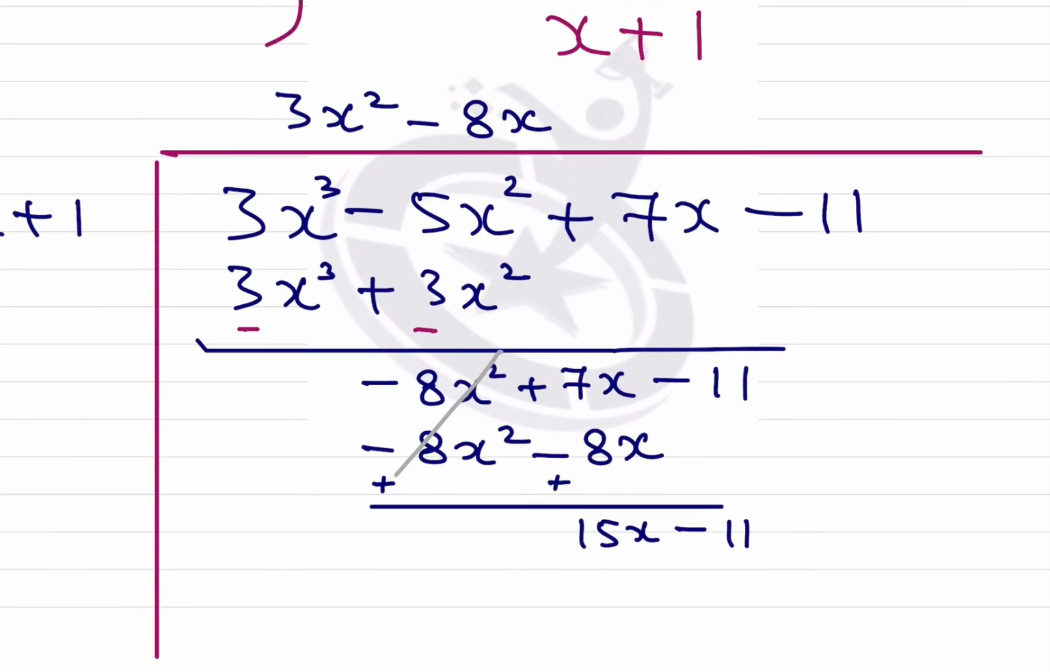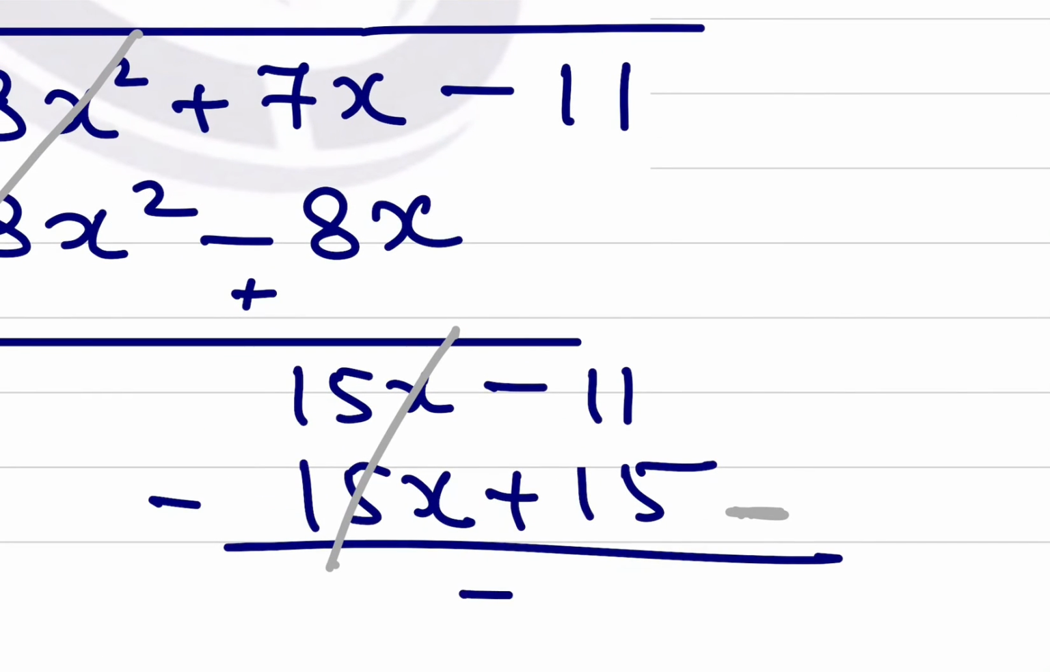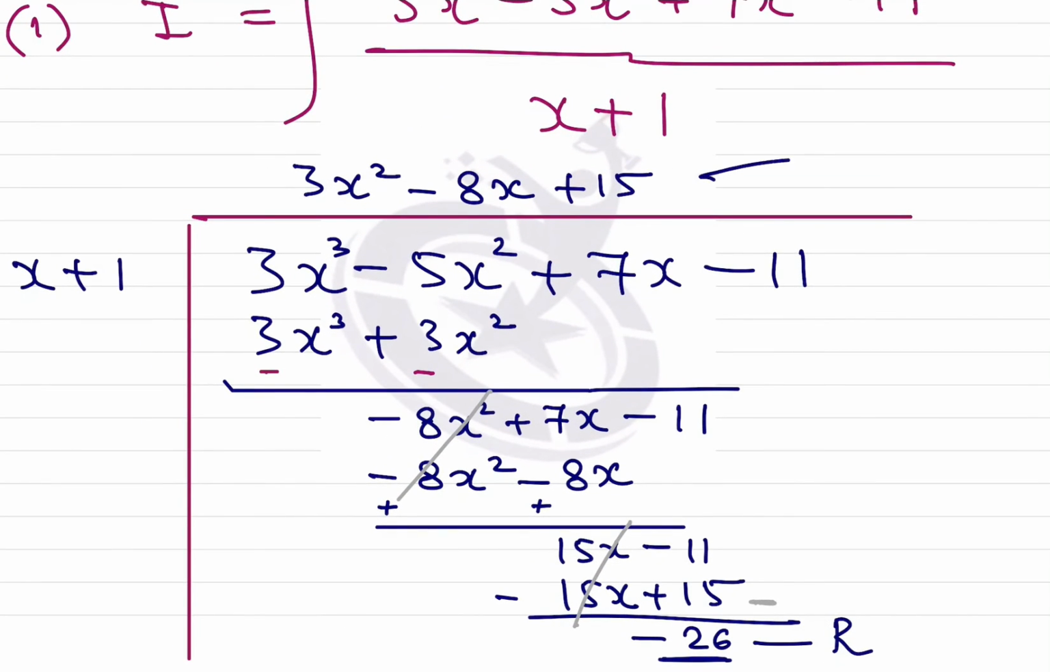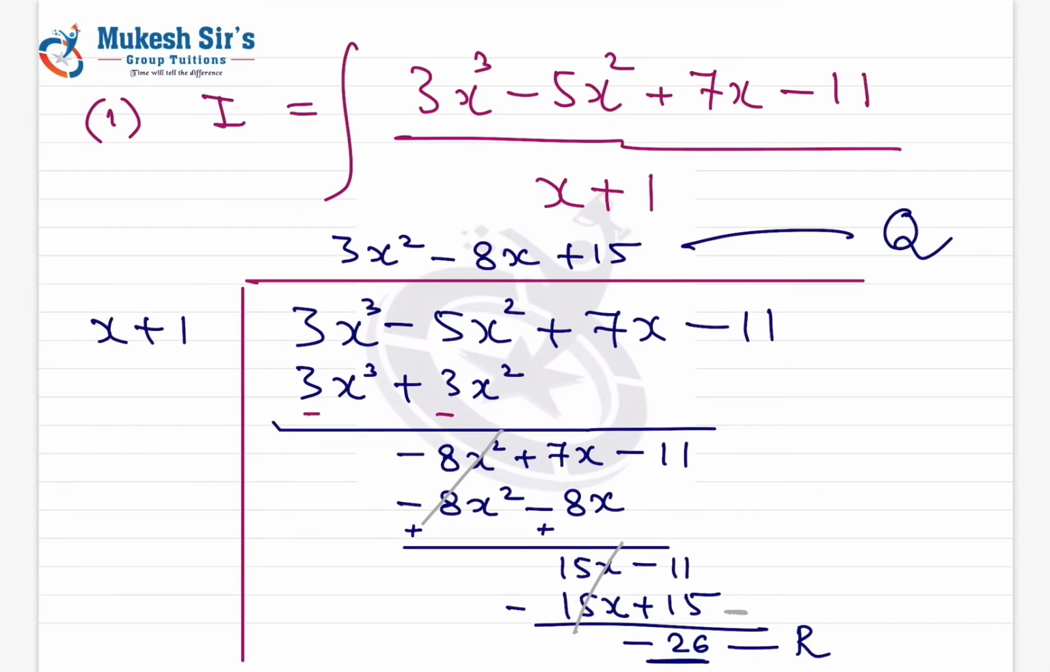minus 11, right? Now I want 15x, so for that multiply by plus 15. 15 into x becomes 15x plus 15. Again subtract this, so 15x gets cancelled, right? And this becomes minus. So minus 11 minus 15 becomes minus 26. So this is your remainder and this is your quotient, right? So you got the quotient and the remainder.